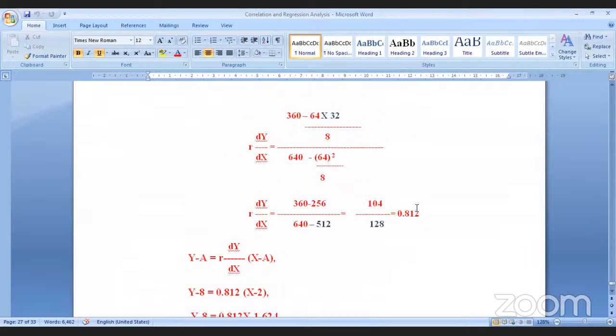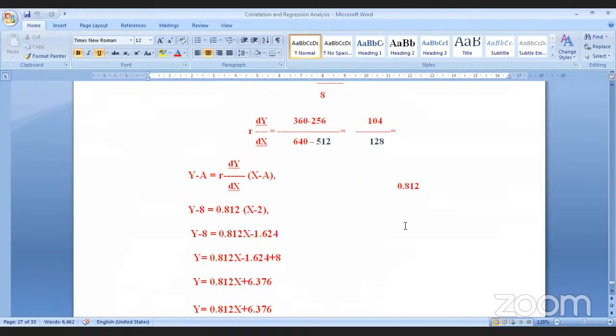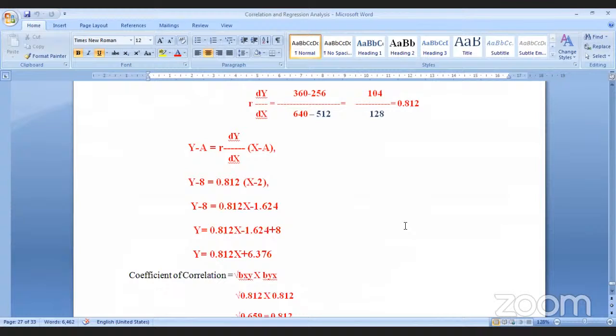Okay, so observe carefully here. After getting all the values, that is the regression equation y on x. 360 minus 64 into 32 by 8, divided by 640 minus 64 whole square by 8. Okay, 0.812. Same answer you are going to get. So in this way, the calculation will be done. Okay, so y on x is also completed.